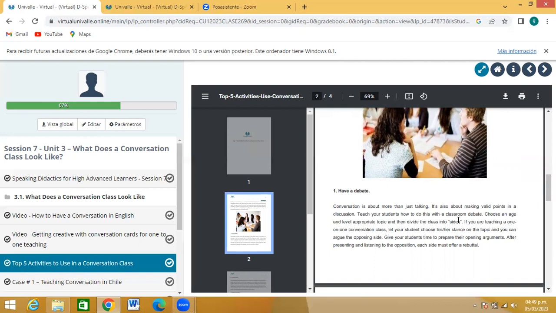Okay, if you are teaching a one-to-one conversation class, let your student choose his or her stance on the topic, and you can argue the opposite side. Give your students time to prepare their opening argument. After presenting and listening to the opposition, each side must offer a rebuttal. So you give your instructions about what the debate consists of. Then you can give them a short time to get prepared, and then they are going to debate with the whole group of students. That is one of the techniques.